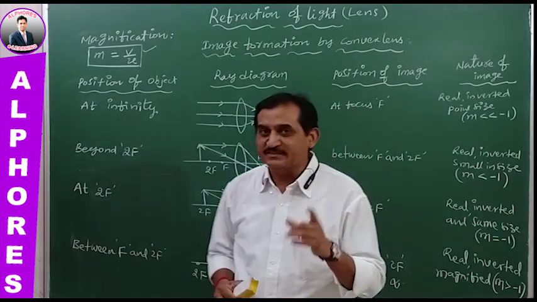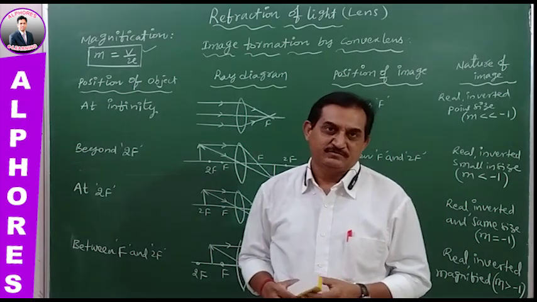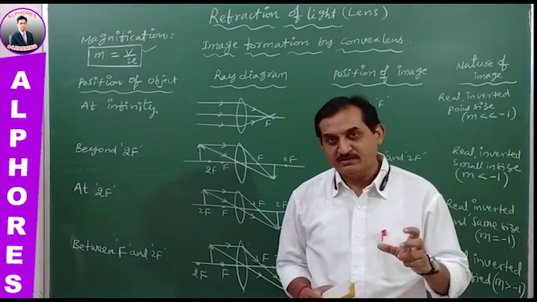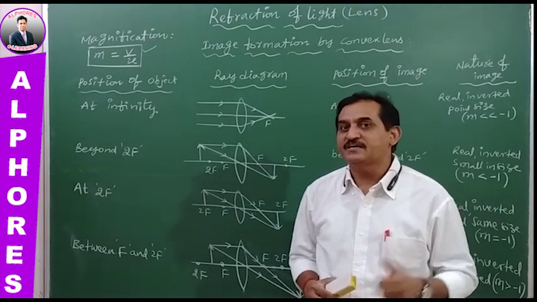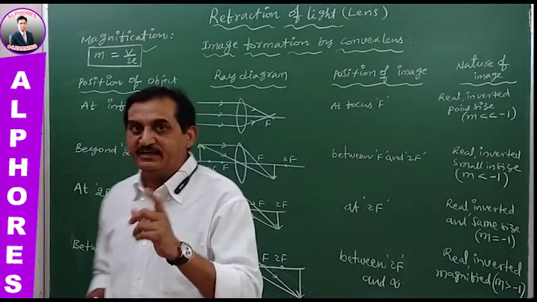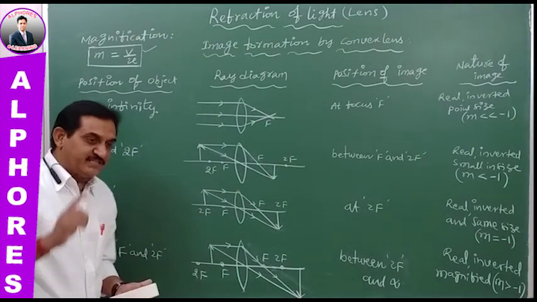But here, while solving the problems, when you are going to find the magnification of the image formed by an object by a convex lens or by a concave lens, then again we have to use the sign convention. It's a very, very important point. Next, let's go for another one.